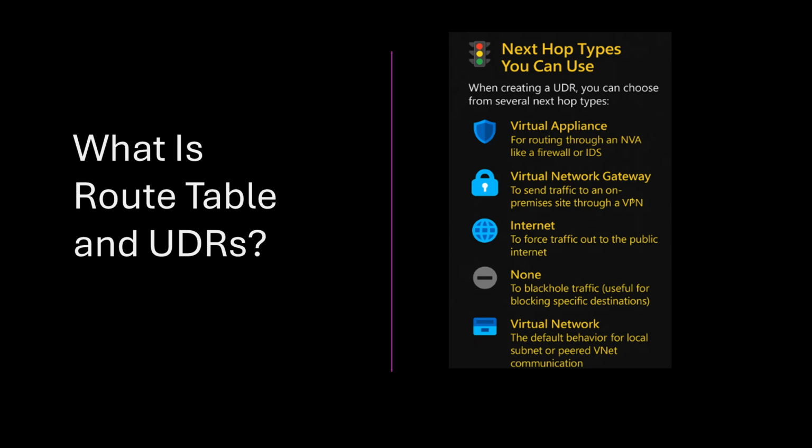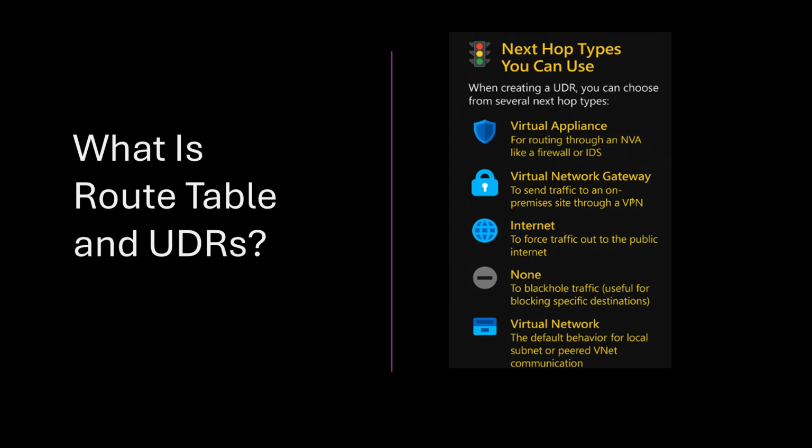When creating a UDR, you can choose from several next hop types. Virtual appliance hop type is for routing through an NVA like a firewall or IDS. A virtual network gateway hop type is to send traffic to an on-premises site through a VPN. Internet hop type is to force traffic out to the public internet. None hop type is to black hole traffic, useful for blocking specific destinations. And virtual network hop type is the default behavior for local subnet or peered VNet communication.